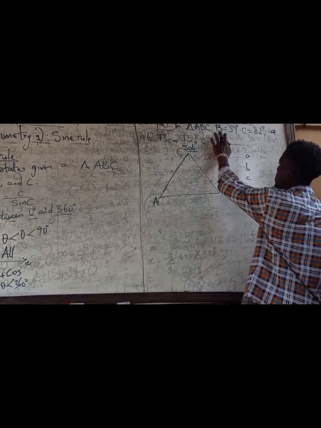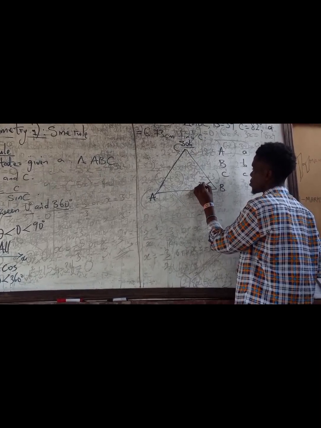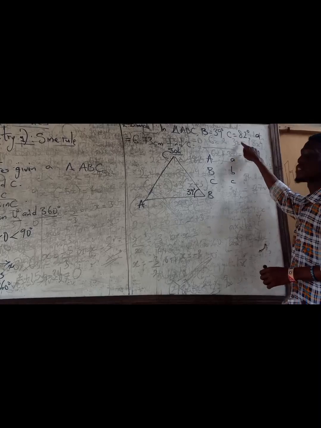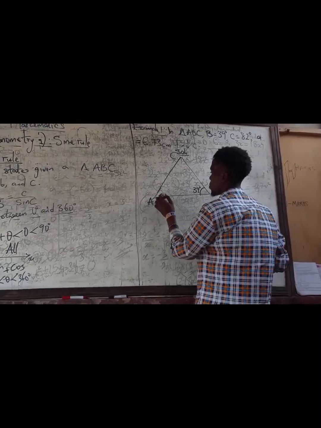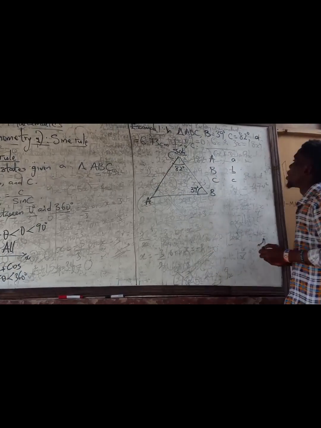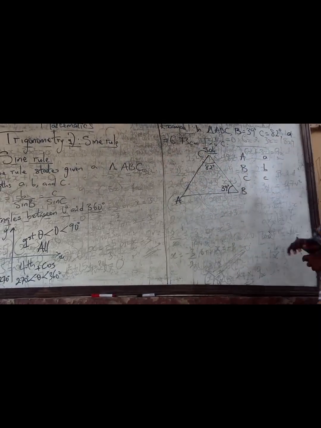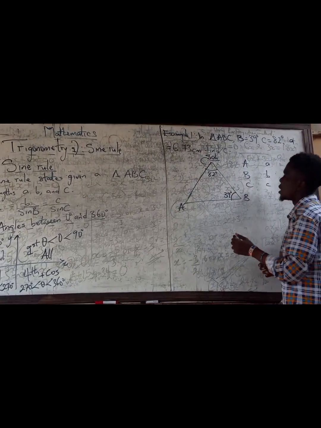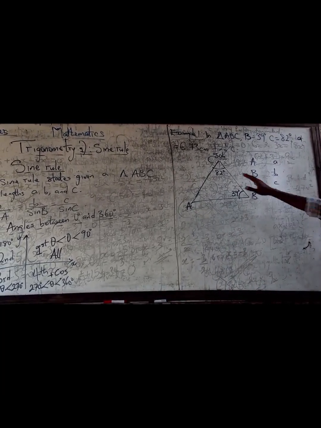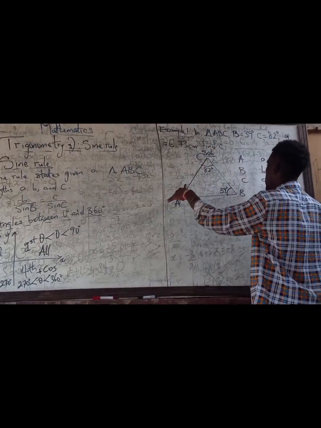So we have that B is 39 degrees. So I'm going to place 39 degrees here on B. And then we have C is 82 degrees. And then we have that a is 6.73 centimeters. Now, how do you know where a is going to be? Because a here simply is the length. So is it going to be here, is it going to be here, or is it going to be here?